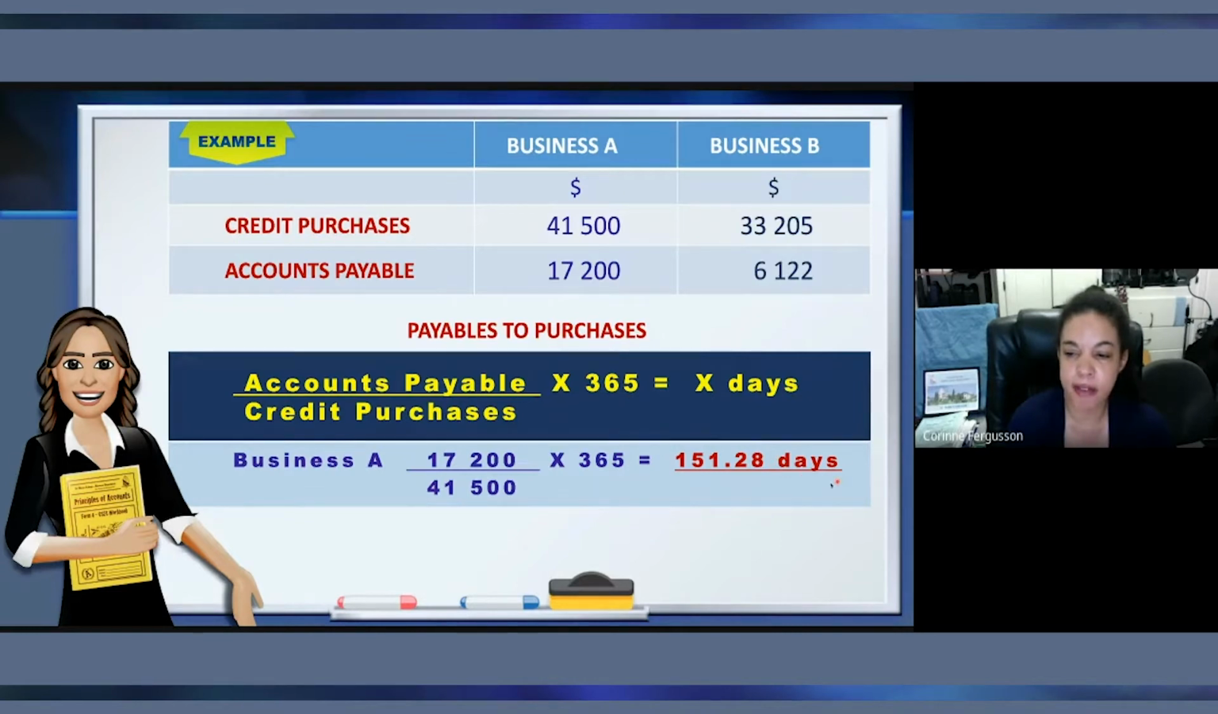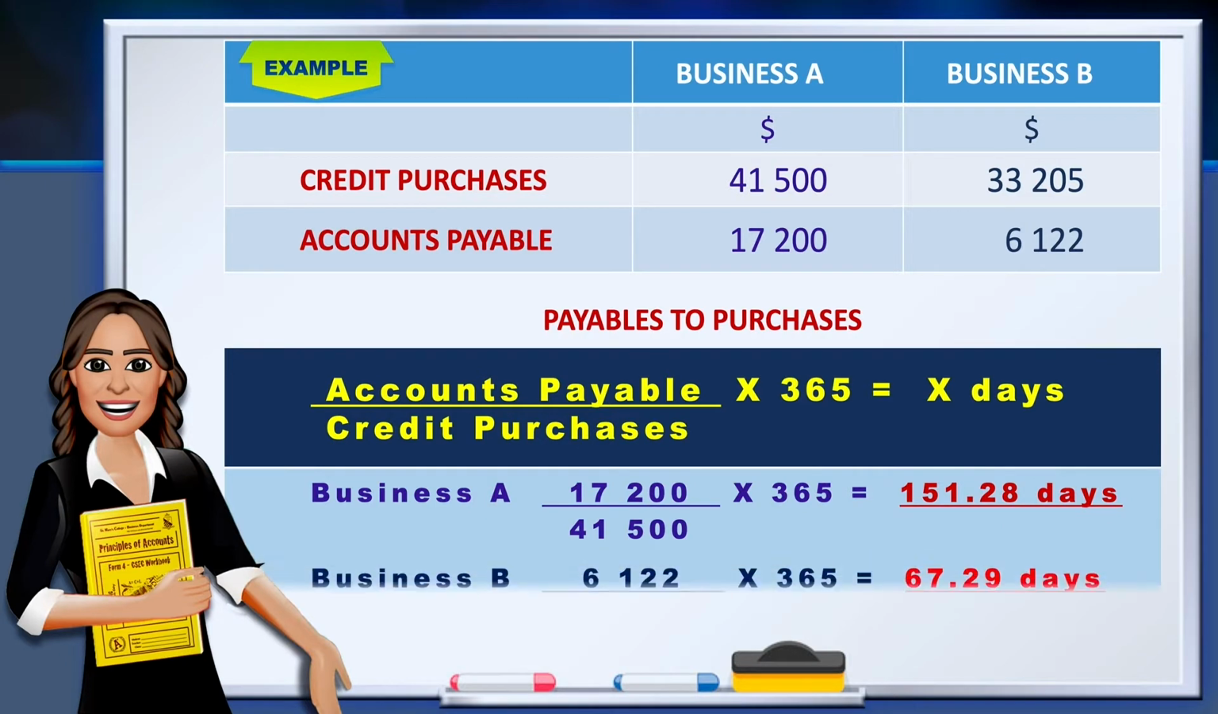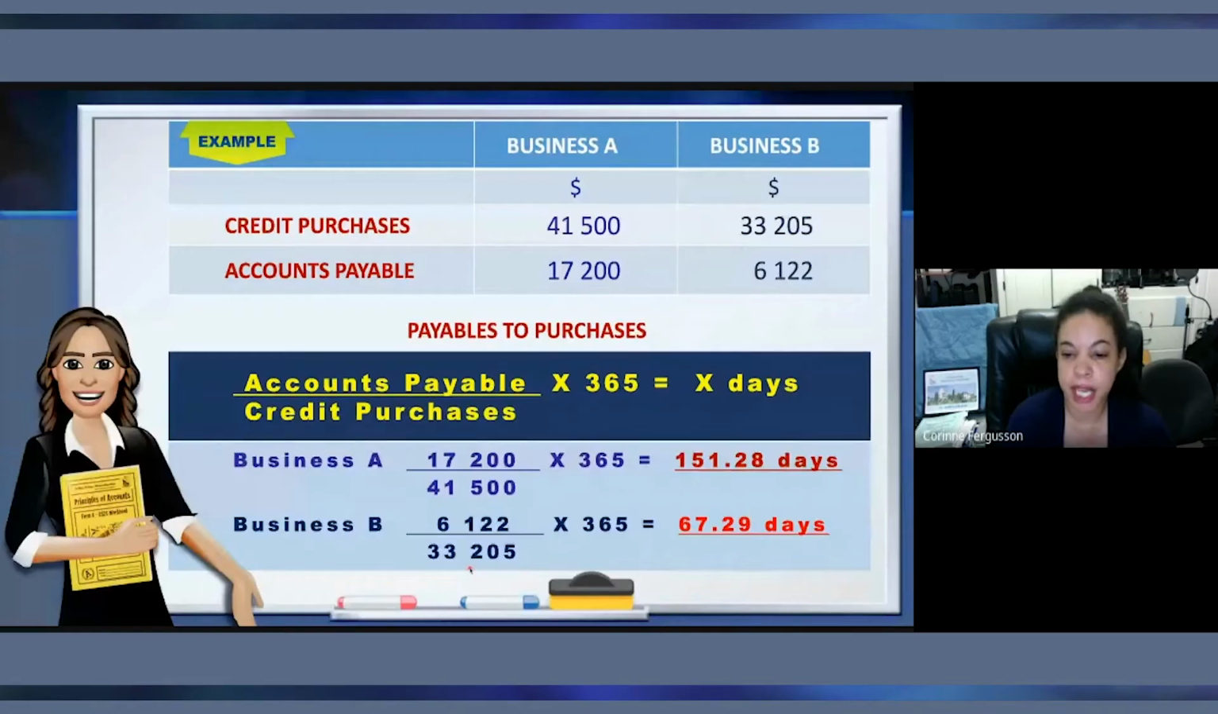Make sure, once again, emphasis, days, very, very important. And then for business B, plugging in the figures, accounts payable 6,122, over your credit purchases, which for business B was 33,205. Multiply that by 365 and the answer you get is 67.29 days, or 67.3 days, depending on how you rounded it off. Emphasis on the days.